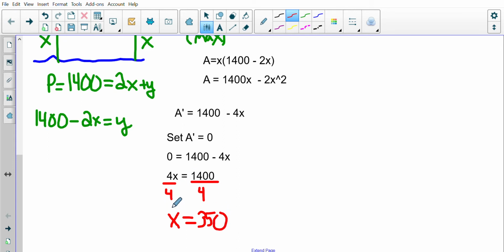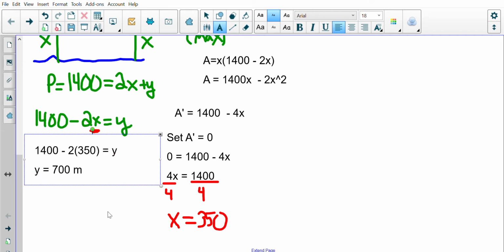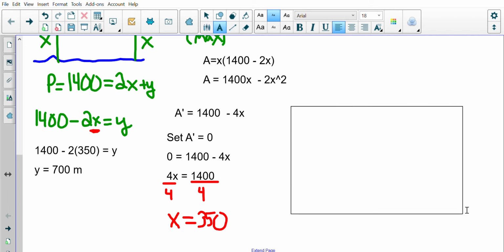Now I am going to sub that 350 in right here, because I want to know what the y value is going to be, because I have a formula here for y equals. All right, so I'm also going to find the y value, find the dimensions of this area that gives us the max. All right, so I follow a little BEDMAS here. So 1400, 2 times 350 is 700. So y is going to equal 700, and we're talking about meters here. All right, so therefore, we've got our dimensions here.